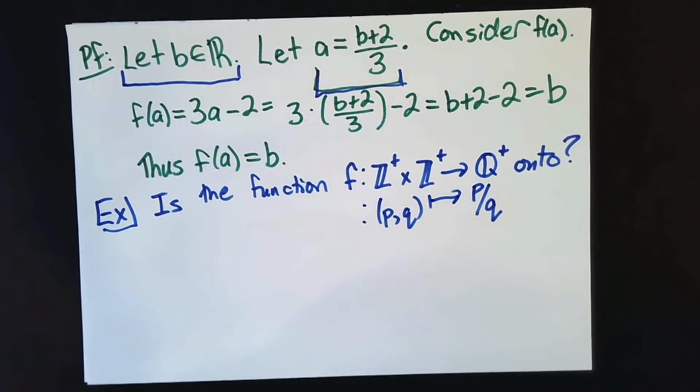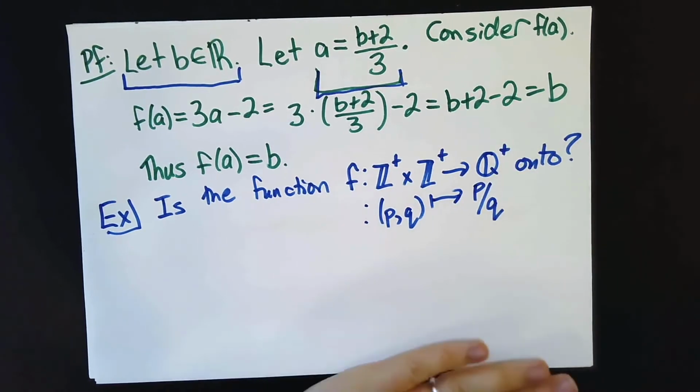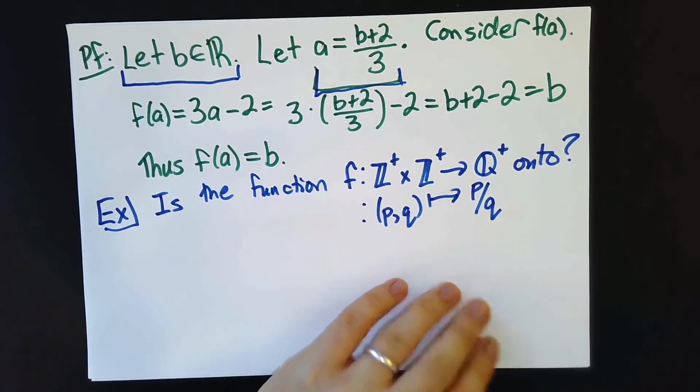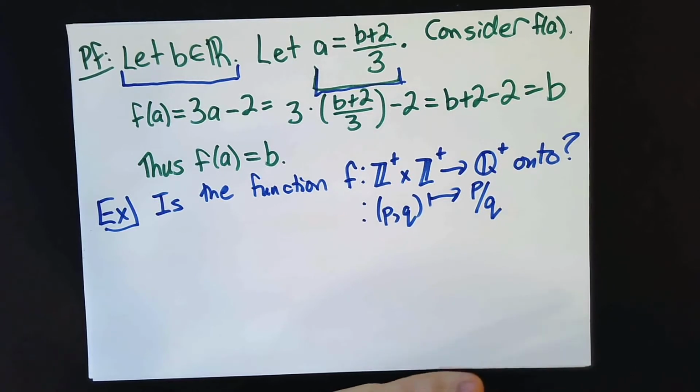So here's a function that we looked at in our video on one-to-one functions. Namely, we took a pair of positive integers, p, q, and we sent it to just p divided by q. And so that will give me a positive real number. And so in the one-to-one video, we saw that this was not one-to-one, and the reason it was not one-to-one ended up ultimately involving that not all fractions are written in lowest terms, or something like that. But now I'm asking a different question.